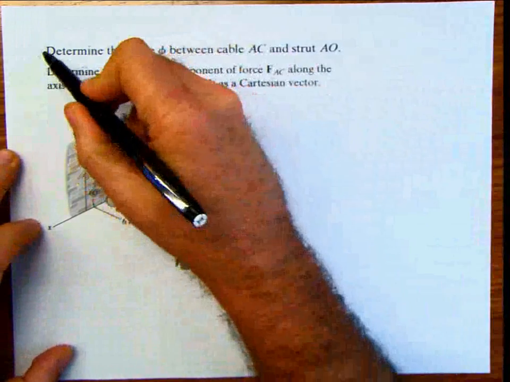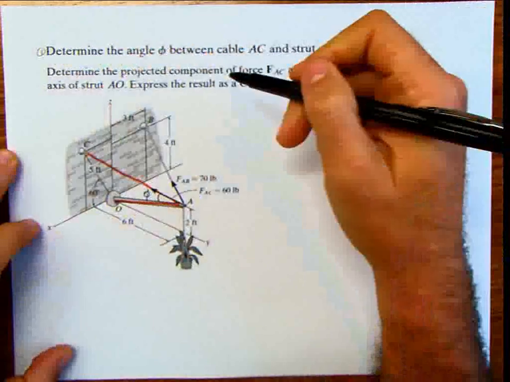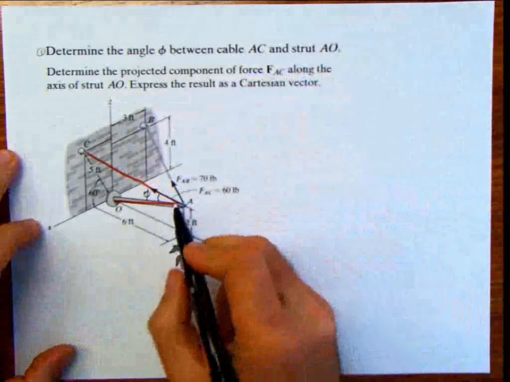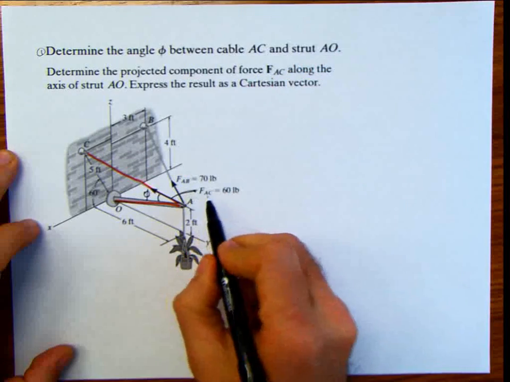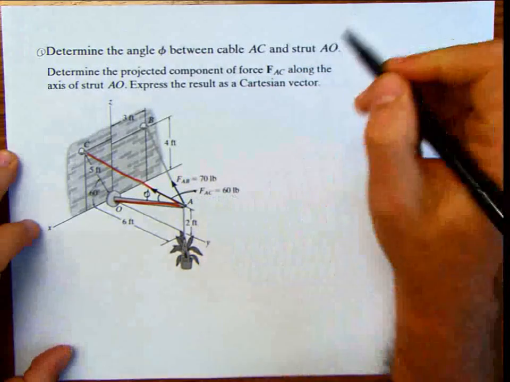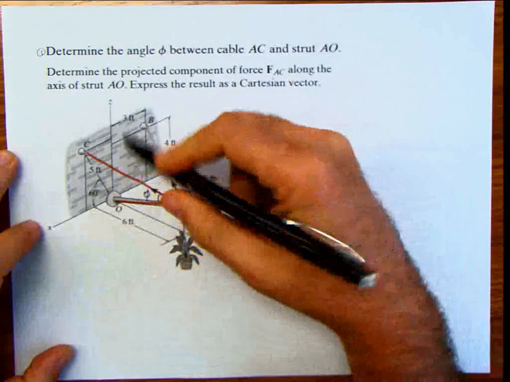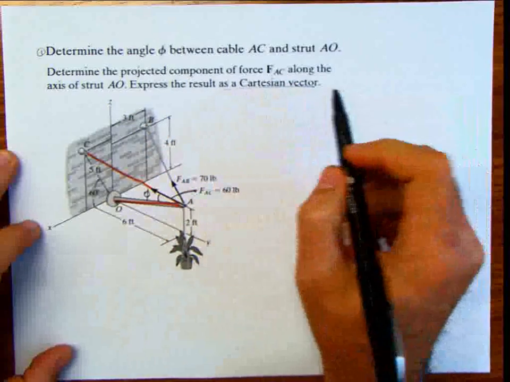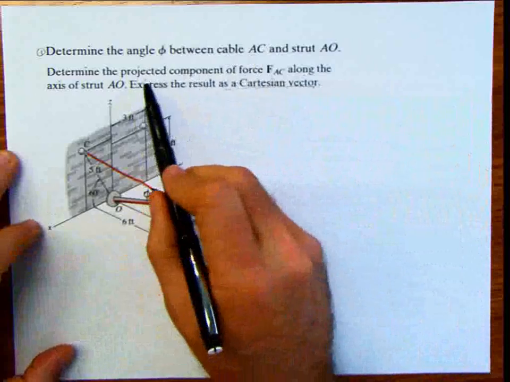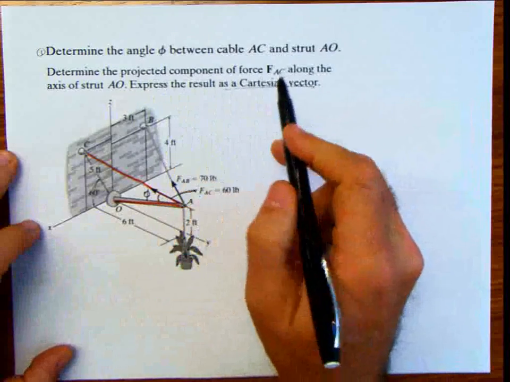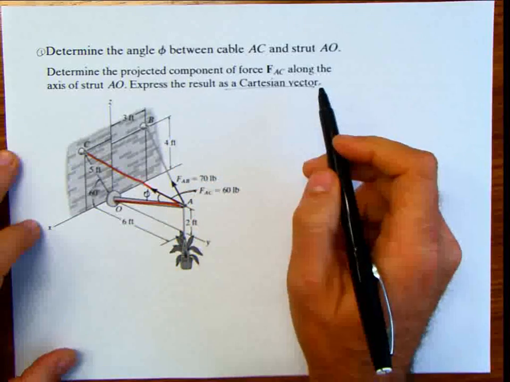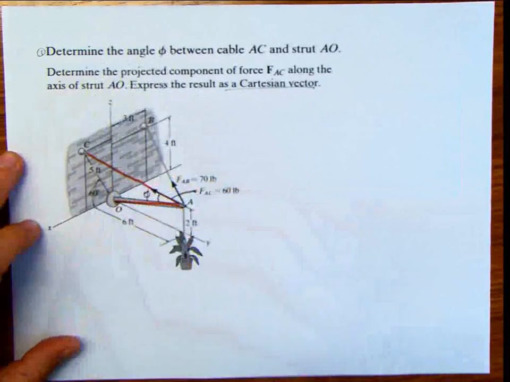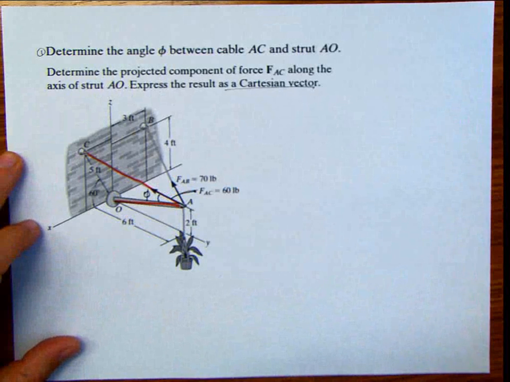That was the first part of the problem, and the second part asks to determine the projected component of that force AC, which is this tension, and the magnitude is 60 pounds, along the strut AO, and express the result as a Cartesian vector. So we have to do two things. We have to determine the projected component in magnitude and also the force as a Cartesian vector. Okay, let's start with the first part. Let's try to work out the first part.